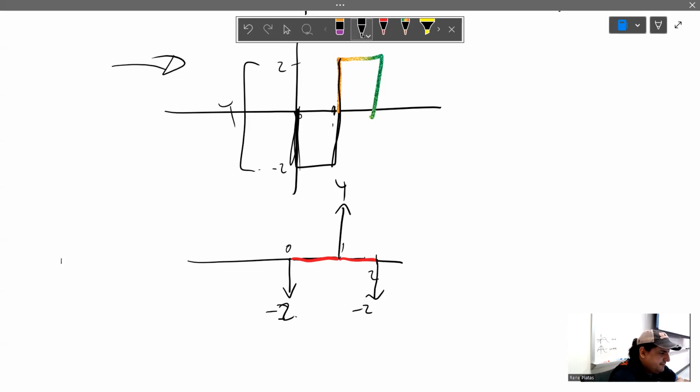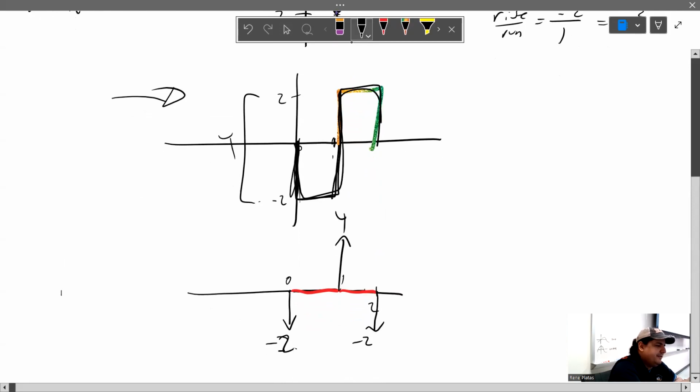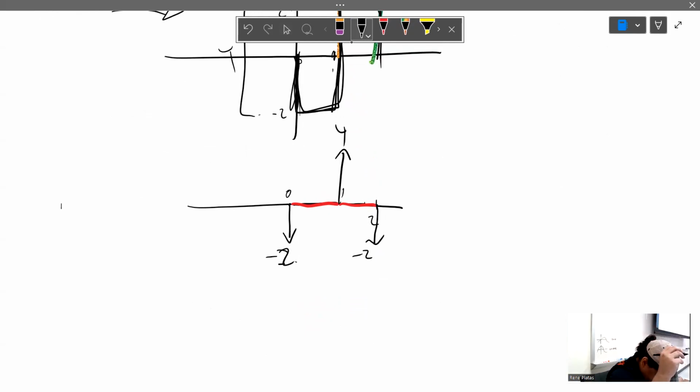Do you see it? You see how the derivative became this, and then the derivative of that became this? Yeah. Okay. Now we have our pulses, finally. This is d squared over dt squared of x(t).